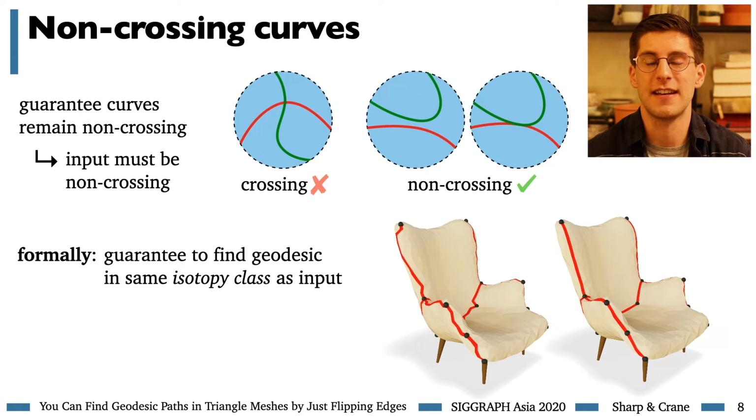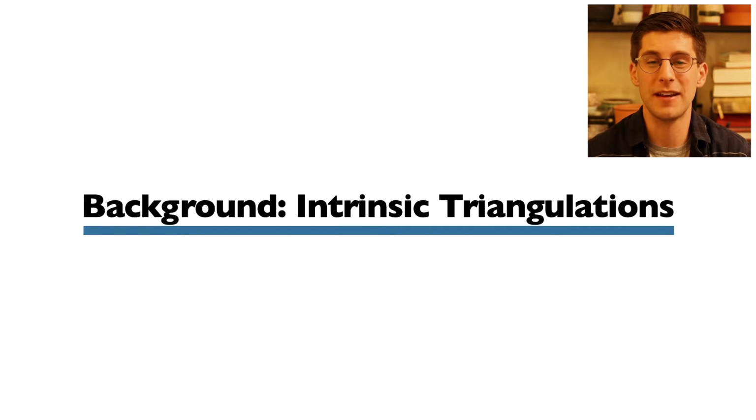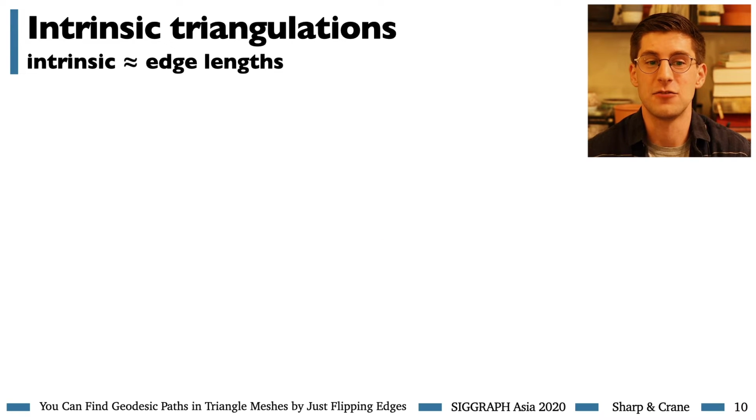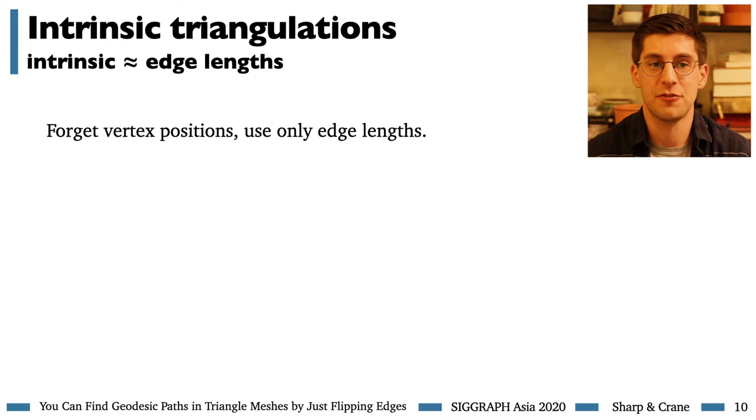Suppose we wanted to straighten a network of cuts in order to fabricate patches for this chair. It's crucial that we not introduce any new crossings, or we would lose the notion of patches on the surface. The key tool that makes all of this work on curved surfaces is intrinsic triangulations. The basic idea of intrinsic triangulations is to represent geometry not by vertex positions, but by edge lengths.